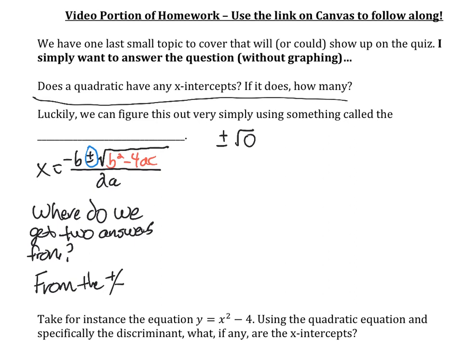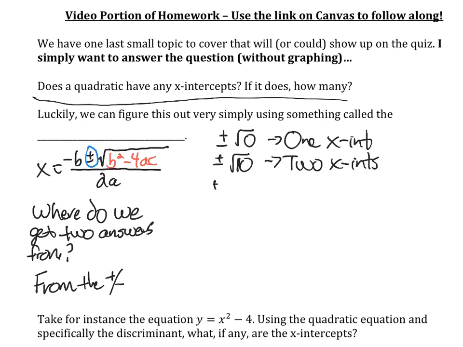So how many different answers are you going to get? You're only going to get one x-intercept, because you're adding or subtracting the same thing. But let's say I had something like plus or minus, I don't know, root 10. In one case I'd be adding root 10, in another case I'd be subtracting root 10. Would you get two different answers? Of course you would. So if you have something like root 10, you might have two x-intercepts.